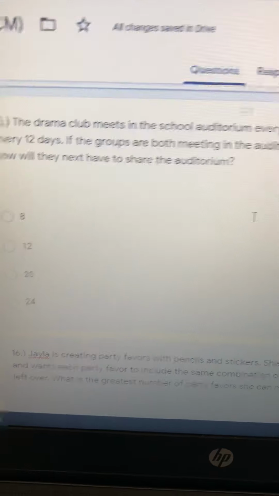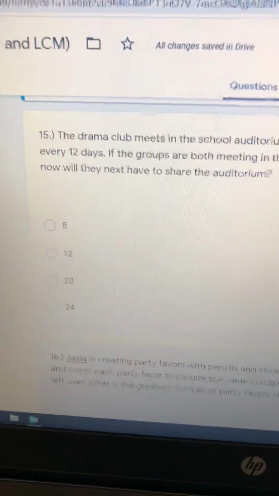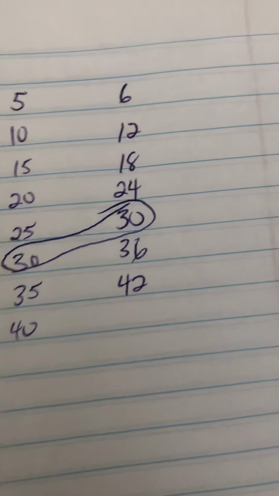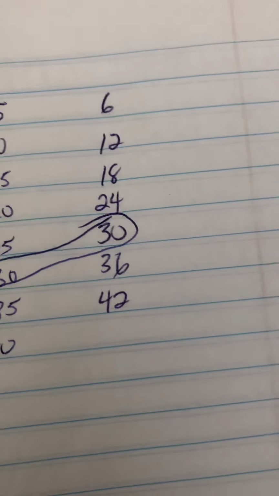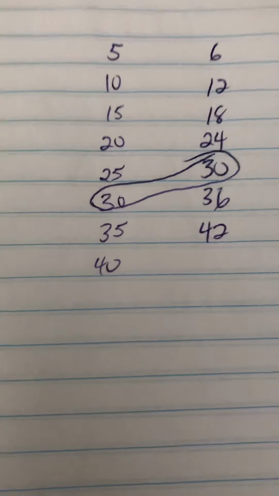to share the auditorium? Okay, so when we think about this, we have to think about what this question is asking us. Is this an LCM question, or is this a greatest common factor question? So when we think about it, it says, when will they next meet? When will they next meet to share? So when you hear that language, you know that that's going to be LCM, the least common multiple where they meet again.